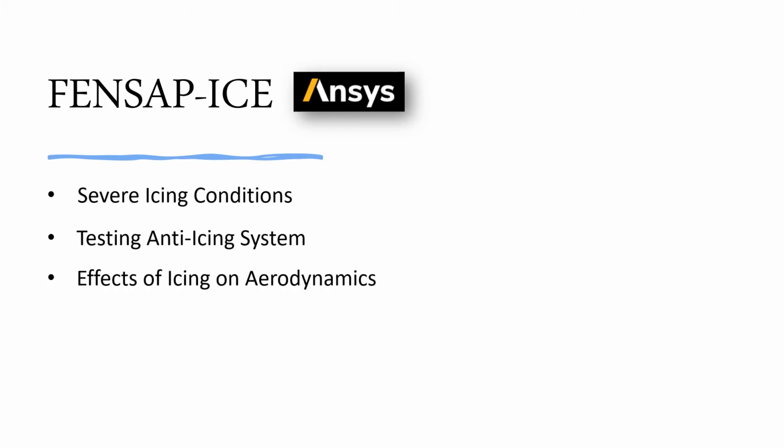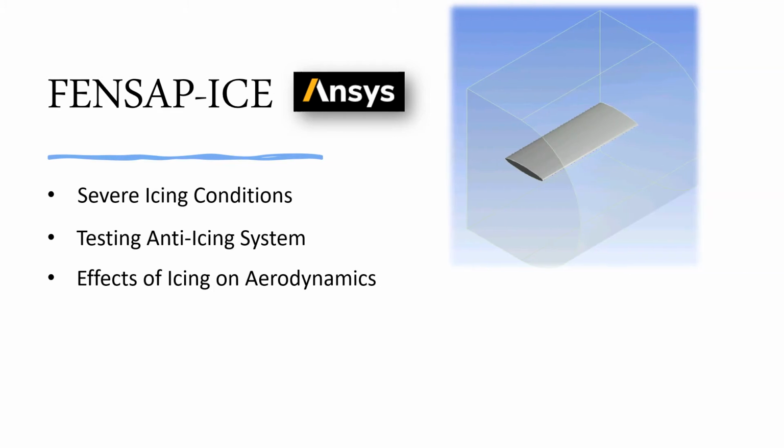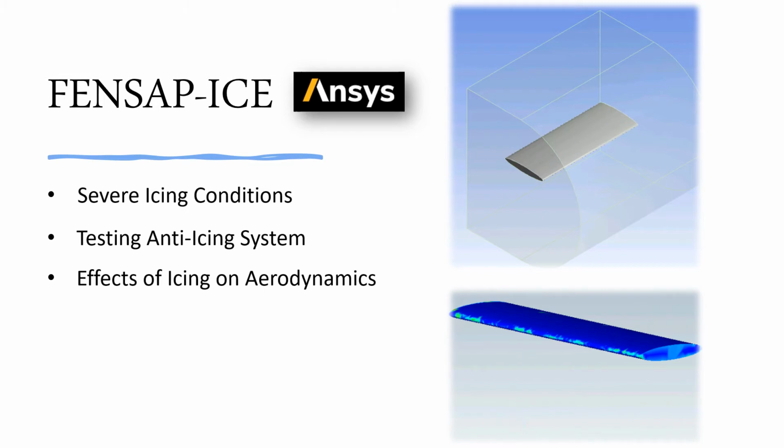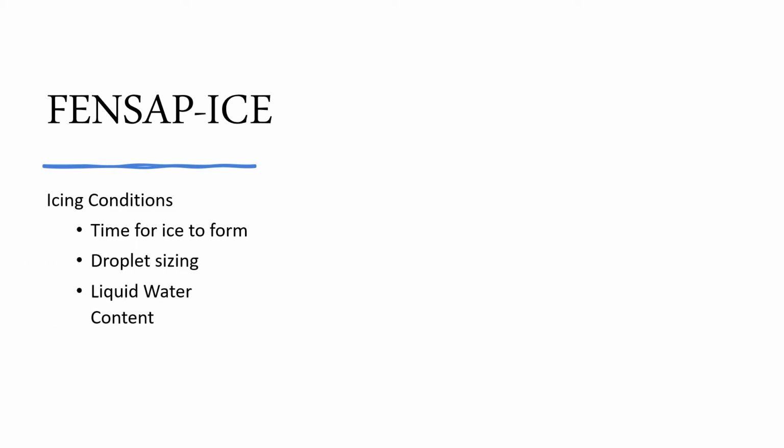On the right-hand side, you can see a mesh that we built using the ANSYS software. Below that, you can see the results obtained from FENSAP-ICE. The lighter blue areas are the areas where more ice has formed. For the icing conditions that we chose to study in FENSAP-ICE, we have the time it takes for significant ice to form, droplet sizing, liquid water content in the air, relative wind speeds, and ambient air temperature.